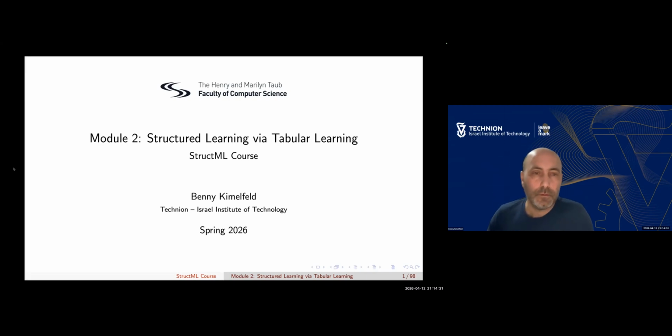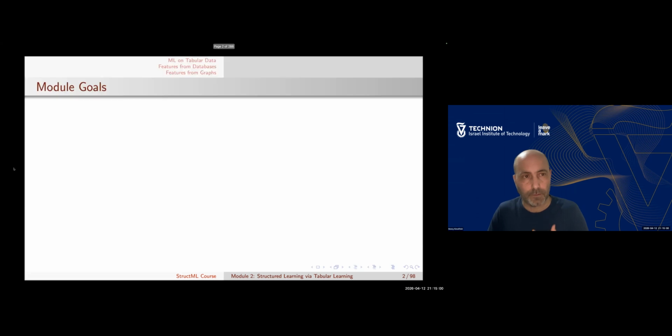We are starting module 2, where we are going to look at the classic approach to learning over structured data, starting with tabular learning, which is closest to classic matrix-based machine learning. Then we're going to look at how relational databases and graphs are basically translated into tabular data, where we can apply techniques for tabular learning.